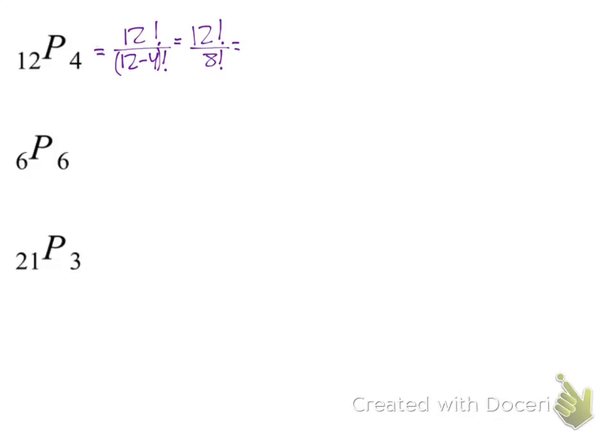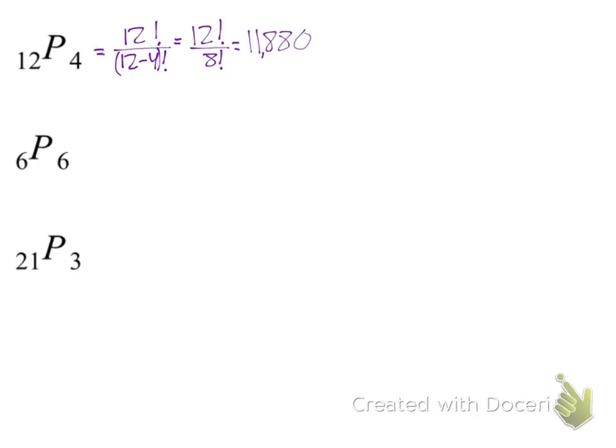And now use your calculator, and you end up with what? This is where I would just use this notation. Instead of trying to put it on my calculator, just put 12 factorial divided by 8 factorial. Boom, your answer is 11,880. Are we able to get that? Yes.